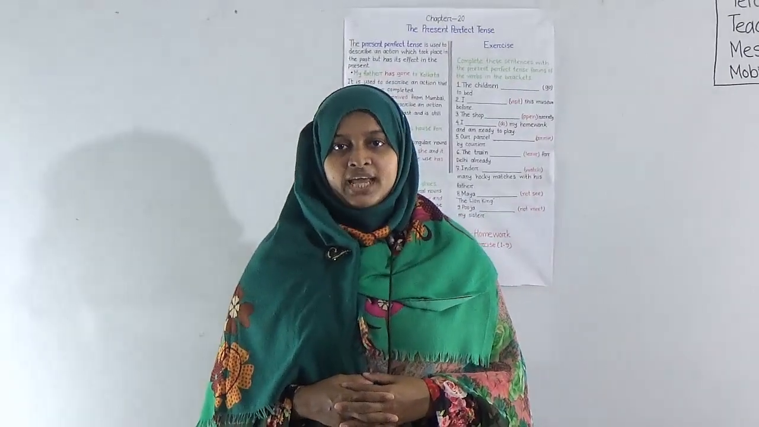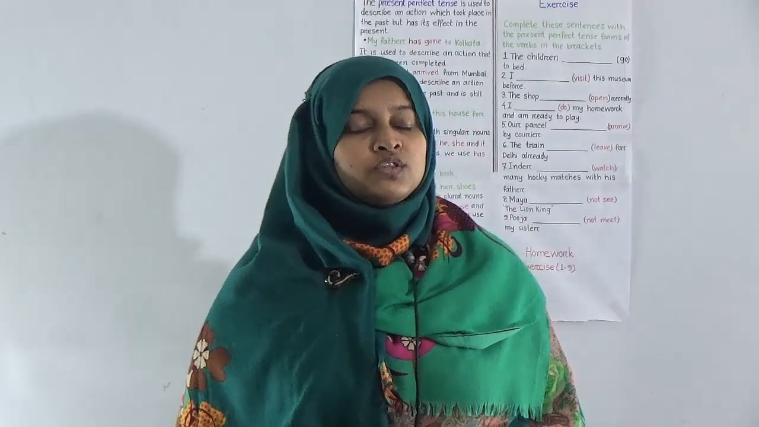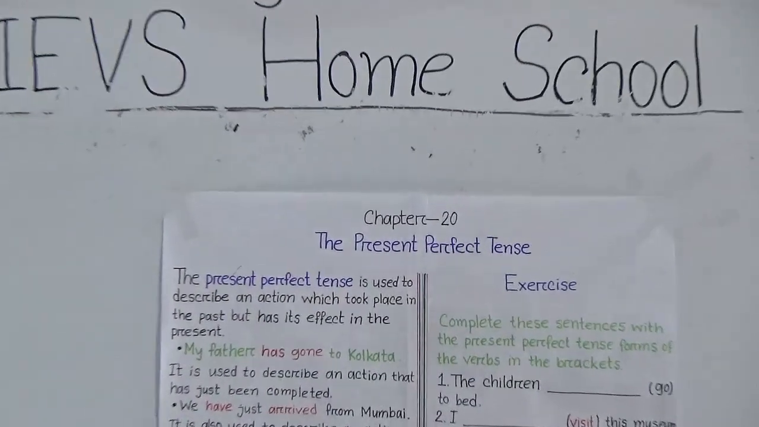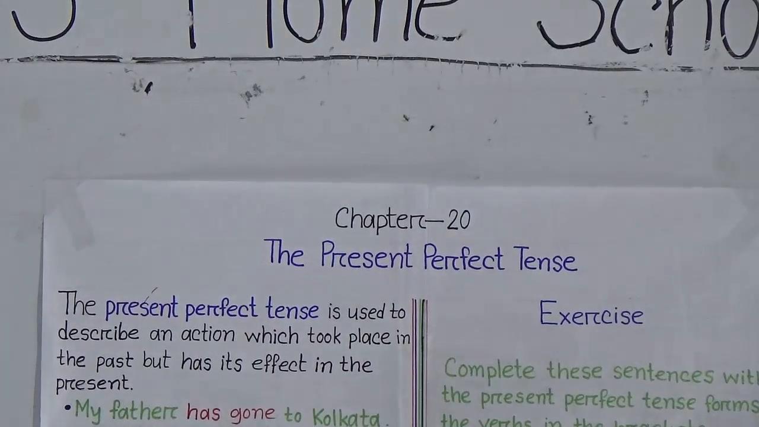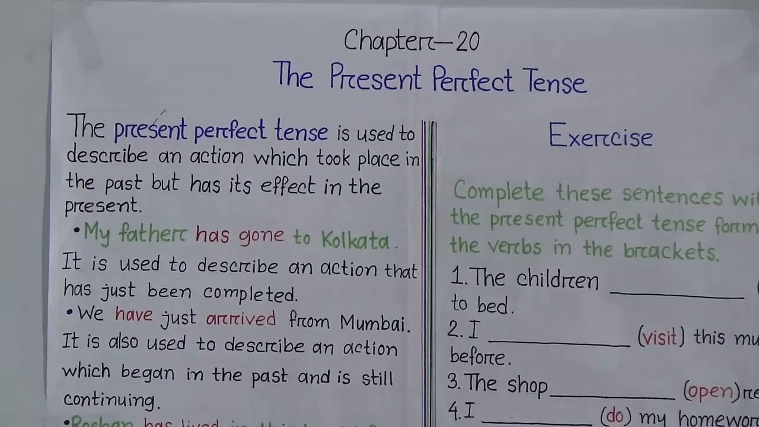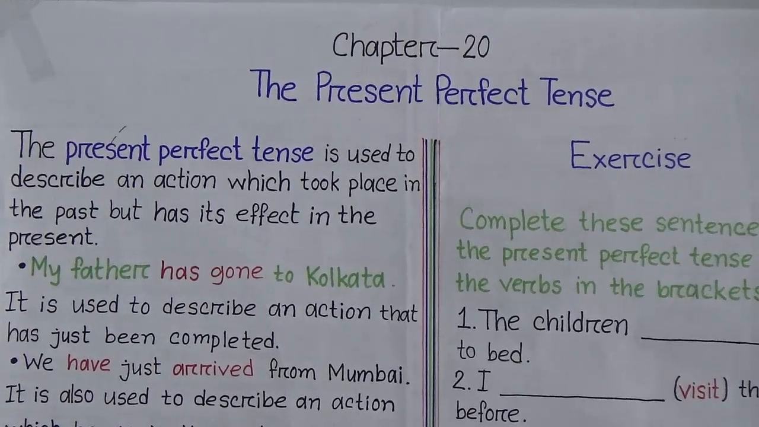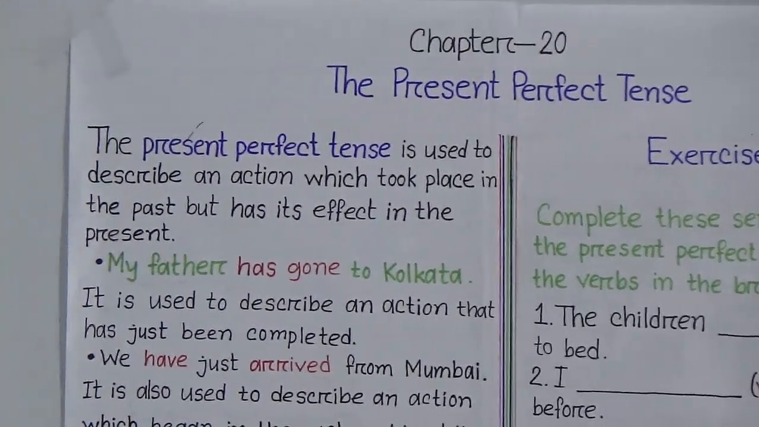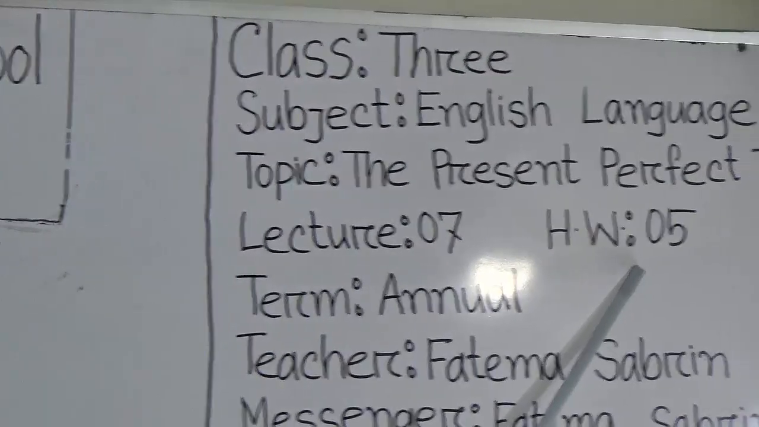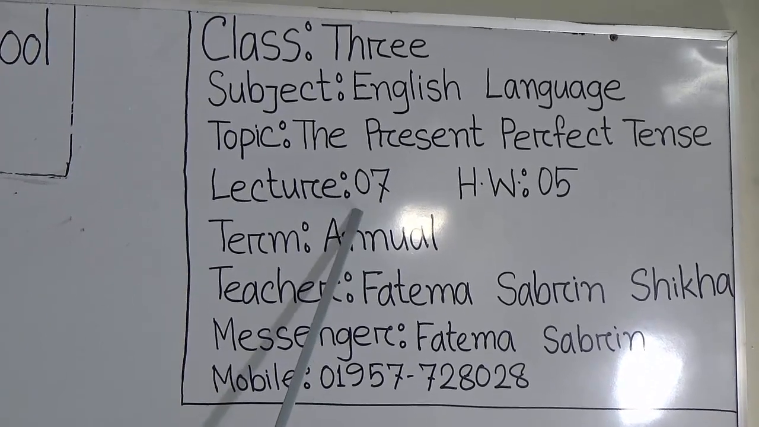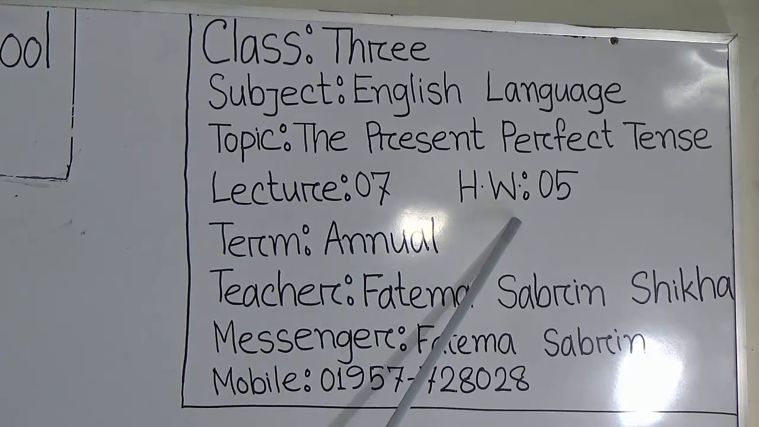Today I am going to take the English language class for the students of class 3 on the topic of Chapter 20, the present perfect tense. I am repeating, our today's topic is Chapter 20, the present perfect tense. Students, this is our 7th lecture and 5th SW.